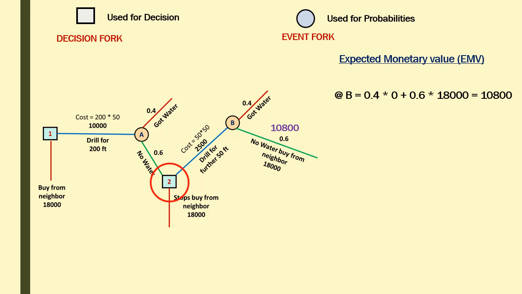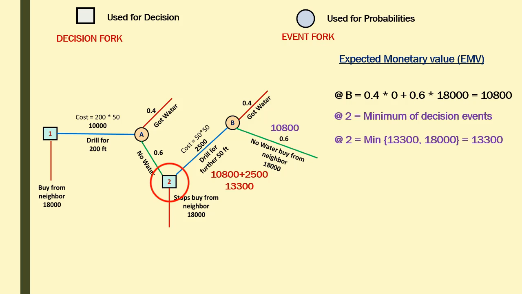Next is decision box 2. Here the decision to be taken is based on the lowest EMV, because our objective is to reduce the cost. The cost to buy from the neighbor is 18,000. The total cost if we drill for 50 feet is 10,800 plus 2,500, which is equal to 13,300. The minimum of these is 13,300. So we take a decision to drill 50 feet. Next is event A. The EMV for event A is 0.6 into 13,300, which is equal to 7,980.